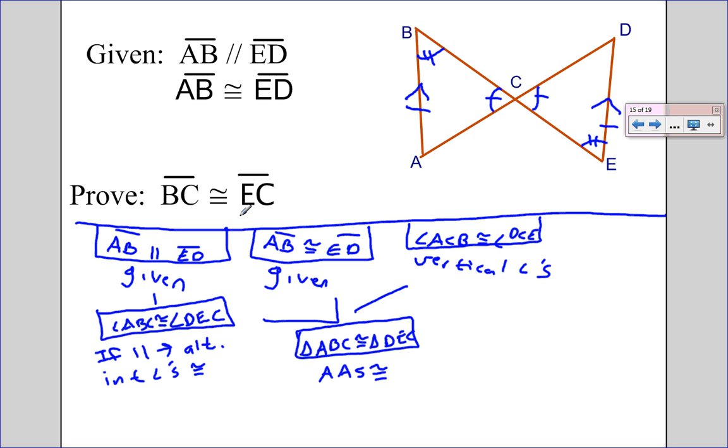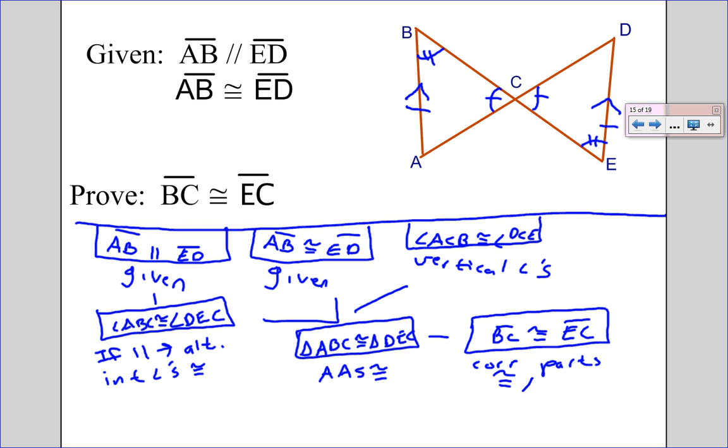Notice it doesn't ask you to prove the triangles are congruent, but in order to show that BC and EC are congruent, I need to know that the triangles are congruent. Because now that I know the triangles are congruent, I know that BC is congruent to EC because corresponding parts of congruent triangles are also congruent.